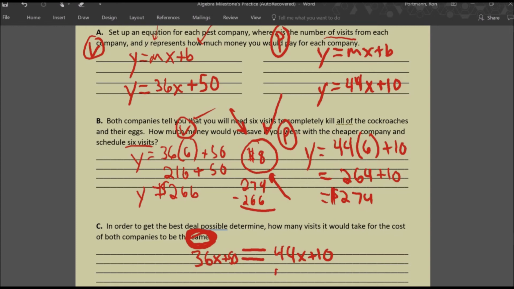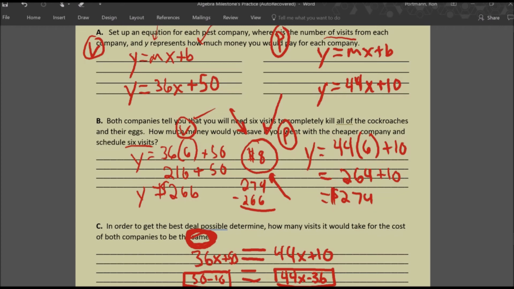So we're going to do our boxes here. You want to write down the equal sign first. I'm going to put the x's on the right because the bigger number for the x's is on the right, and you're not going to get a negative answer here. You're going to change side, change sign. This is going to be 50 minus 10. That's going to give us 40. 36 minus 44, what is that? 8x.